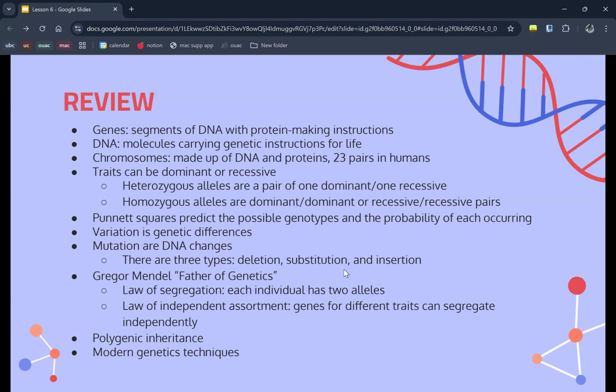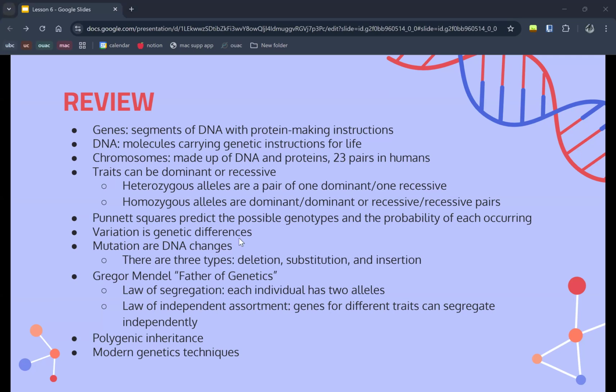Then we looked at mutations, which are DNA changes that can be beneficial, harmful, or neutral. There are 3 types: deletion, substitution, insertion, fairly straightforward. Then we looked at Gregor Mendel and Mendelian genetics and his law of segregation, which is that every individual has 2 alleles, one from each parent. Then the law of independent assortment. So genes for different traits segregate independently. They don't have anything to do with each other.